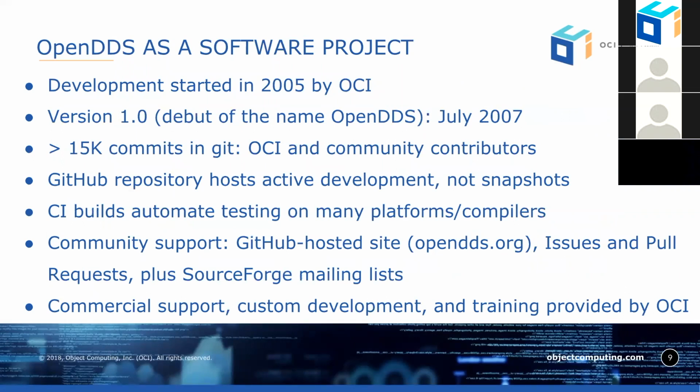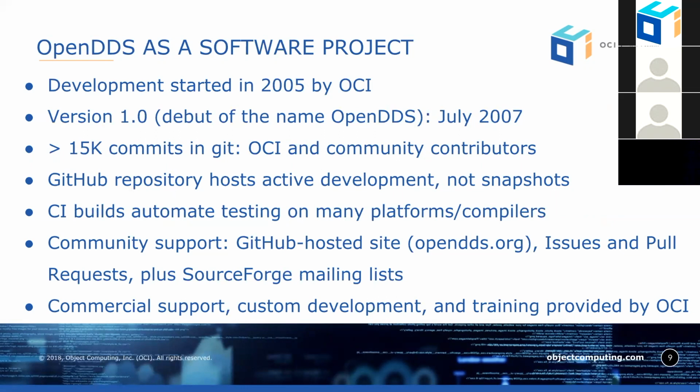So first, some brief notes on OpenDDS as a software project. Development started back in 2005 by us here at OCI. Version 1.0 was released in July 2007. That's where it got the name OpenDDS. We have more than 15,000 commits in the Git repository, both internal and community contributions. Our GitHub repository is the site of active development. We're not just publishing snapshots. We have continuous integration builds to automate testing on many platforms and compilers.